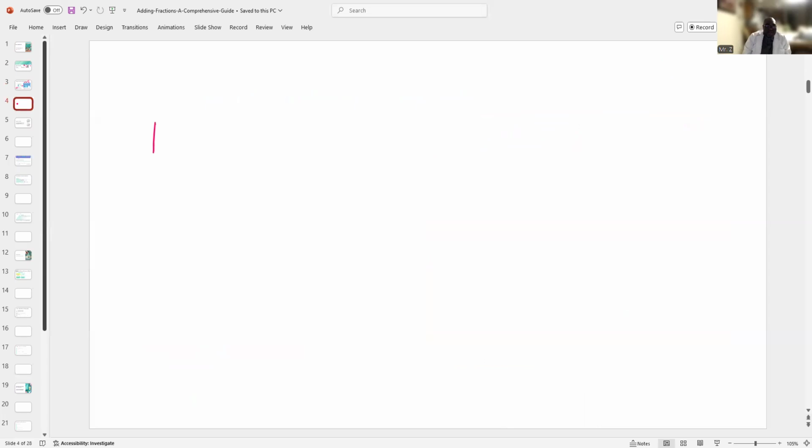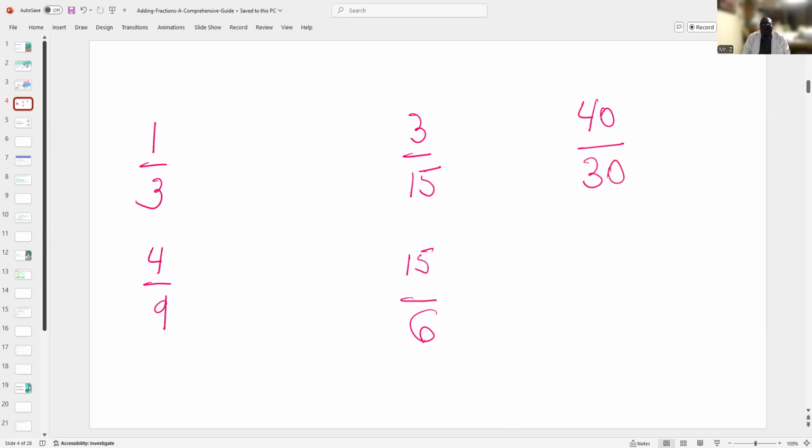All right, what kind of fraction is this? 4 over 9, 3 over 15, 15 over 6, 40 over 30, 45 over 30. Then we have 10 over 10. All right, what kind of fraction is this?